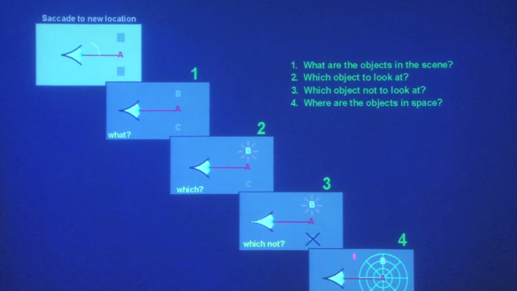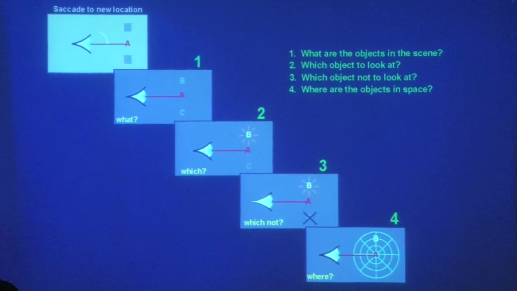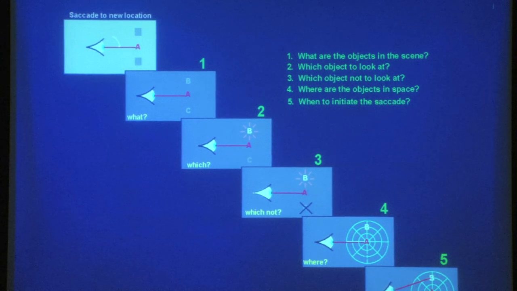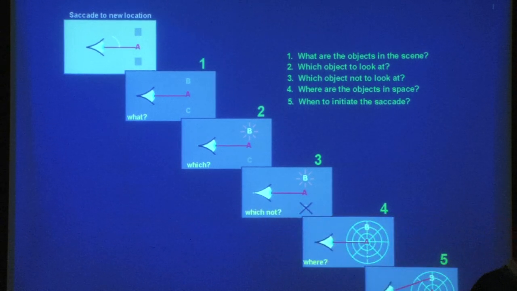And then what you need, of course, is a map, if you will, of the motor field so that you can generate the appropriate direction of the saccade, so that you can decide where you're going to look. And then lastly, as I've mentioned already before, you also have to make a decision as to when to make that eye movement.